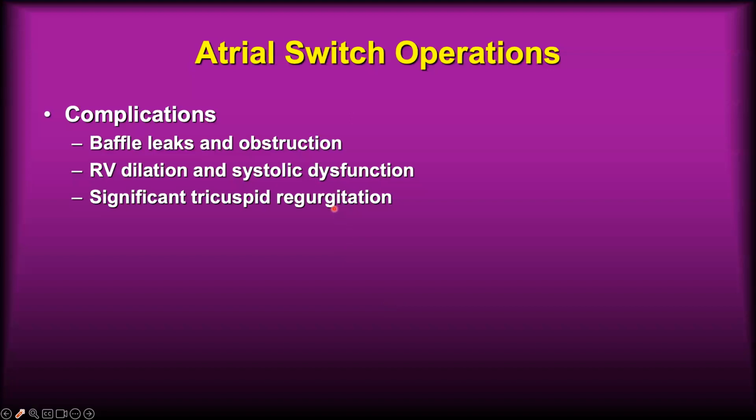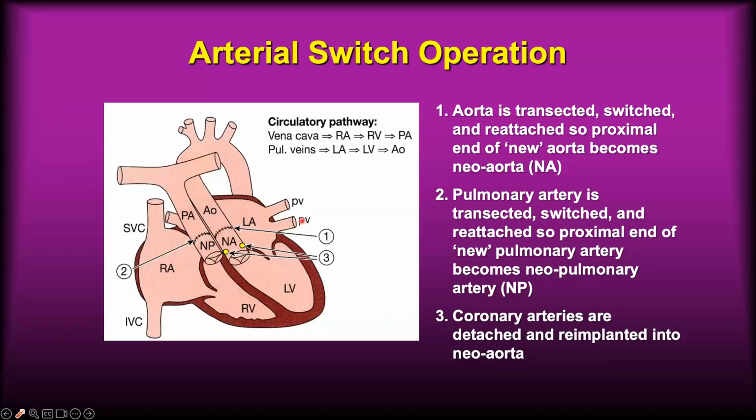You can see there can be problems with these baffles. They can leak, they can become obstructed. The RV dilates and poops out. Tricuspid regurgitation, because you've got high pressure, is going to make that tricuspid valve leak. So here's what they do now.